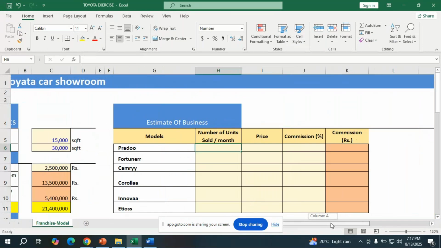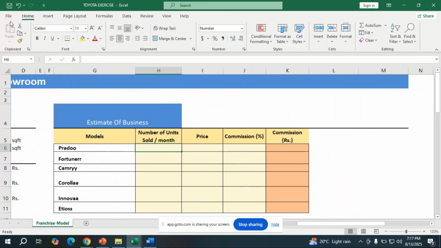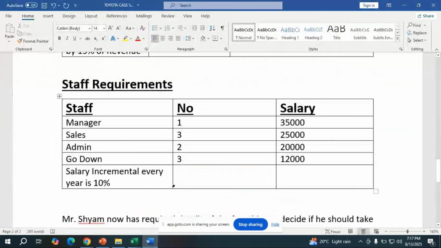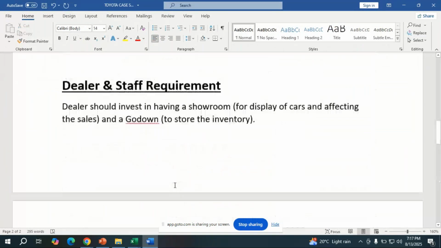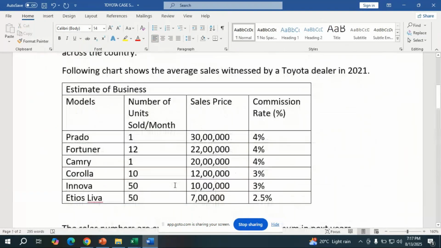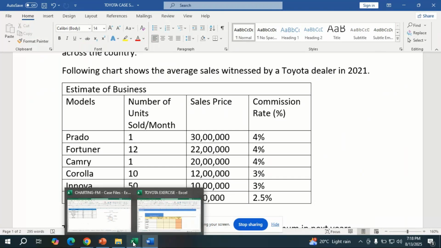Now, here, what you're going to do is give the complete estimation of your business. Now, the table you are seeing in your Word document, you have to update it there. Okay, now we have got the models which are to be kept in the showroom, with which business has to be done.